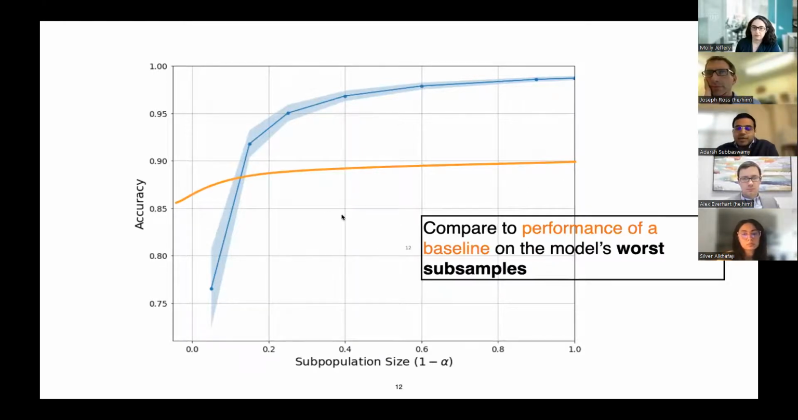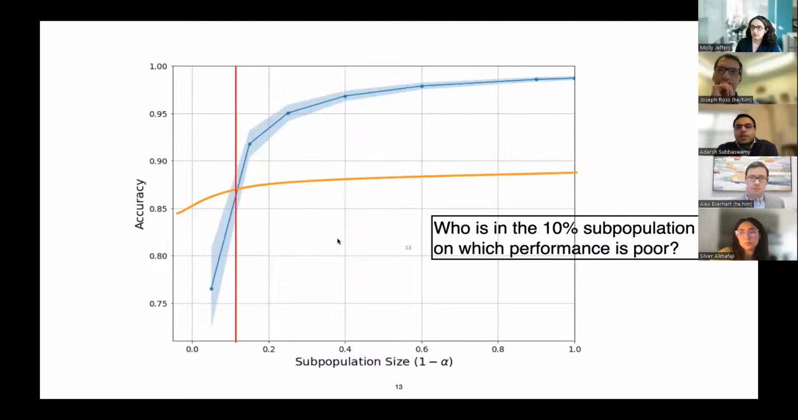So here, we can compare the performance of the model we're evaluating in blue to this baseline in orange on these worst subpopulations, and use that baseline model to define tolerable performance thresholds. What we see is that while the new target model outperforms the baseline model for a wide variety of subpopulation sizes, for the worst 10% subpopulation and below, we see that the performance is poor. And so we can ask, who's in this subpopulation and what are the characteristics of these people?